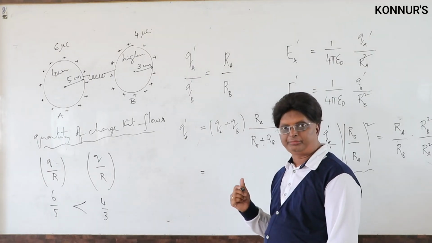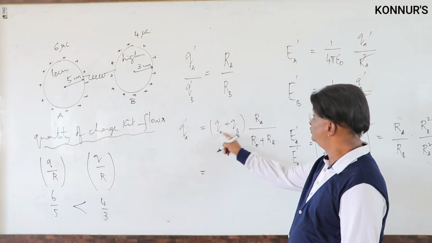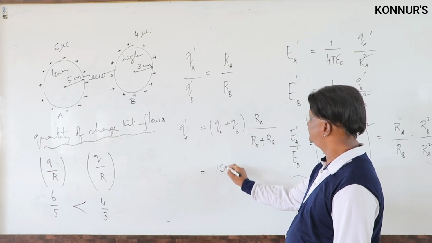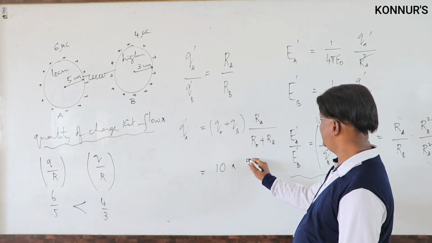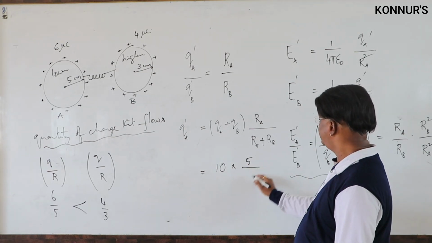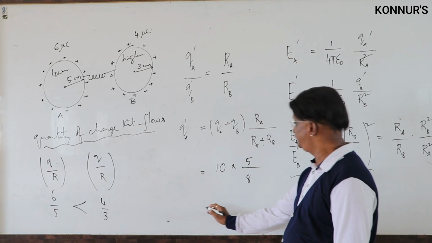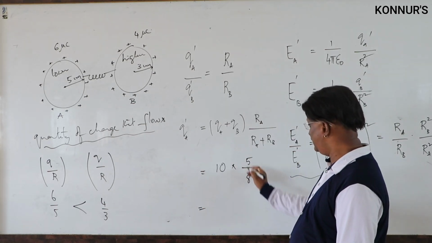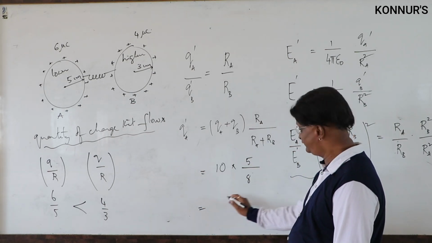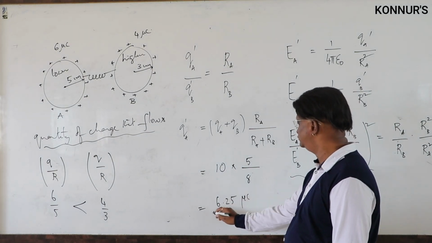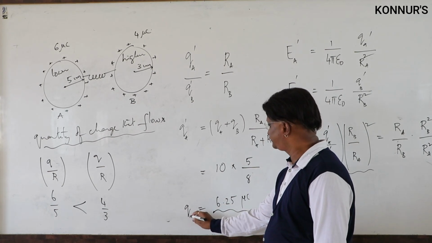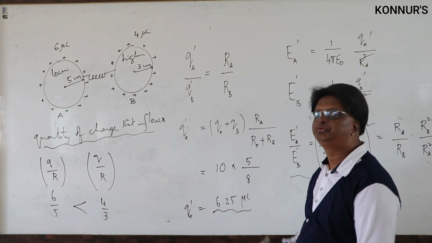Well, now we want you to substitute. See here, QA plus QB, the total charge, is 10 microcoulomb, and RA is 5 centimeter. RA plus RB is 8 centimeter. So this is 50 by 8. Yes, 6.25 microcoulomb. So what you have observed is QA prime is 6.25.